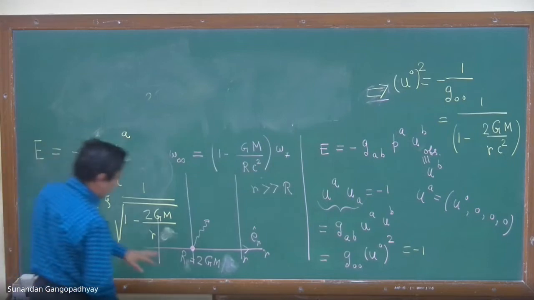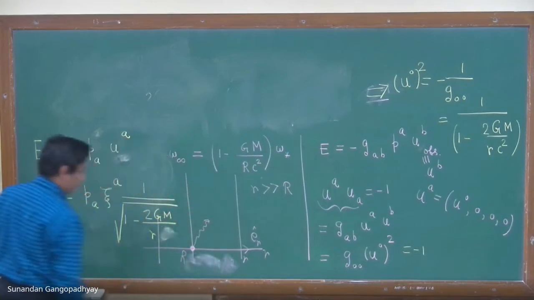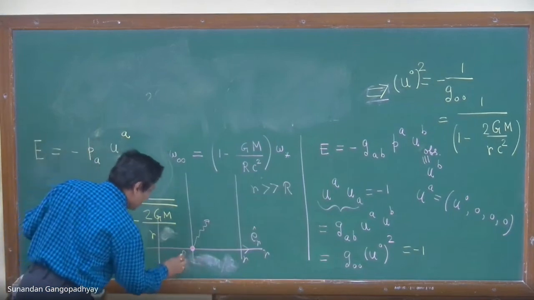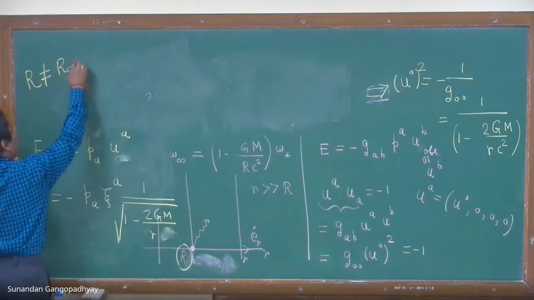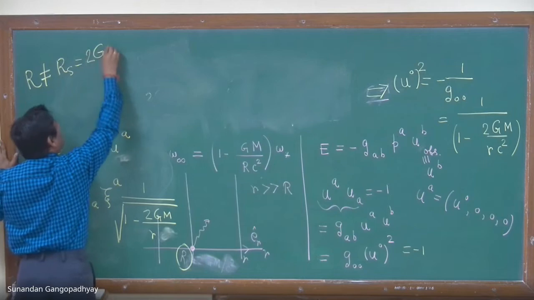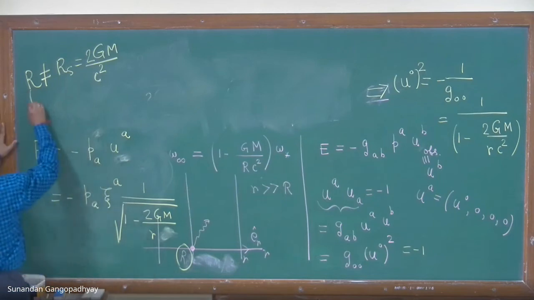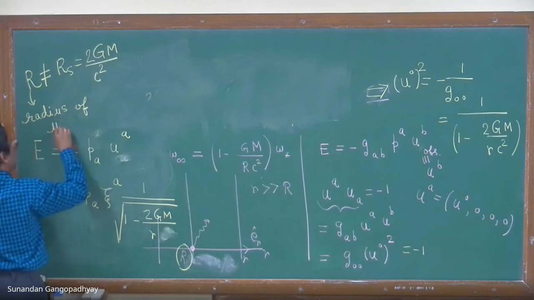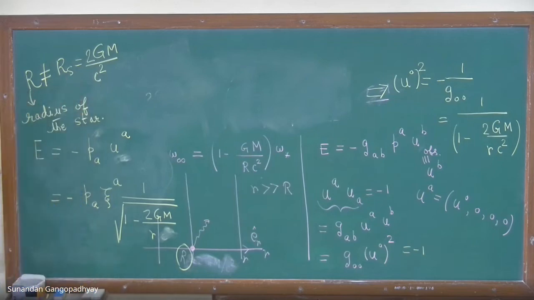Anyway, I think this is not a very good notation. Let me not call this r equal to 2GM. This is the radius of the star, otherwise it will be a problem. This is any arbitrary radius, not 2GM. Let me just write it down here. This is the radius. Don't confuse it with RS. RS is this thing, but RS and R are unequal.